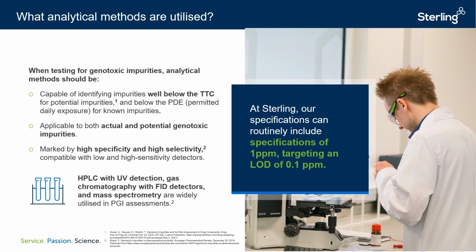or UV, as well as high sensitivity detectors like mass spectrometers as a project grows in scope through phases of analysis and development. Gas chromatography with FID detectors is also a common approach. Sometimes, a combination of analytical methodologies may be needed to gather the necessary data on genotoxic impurities.